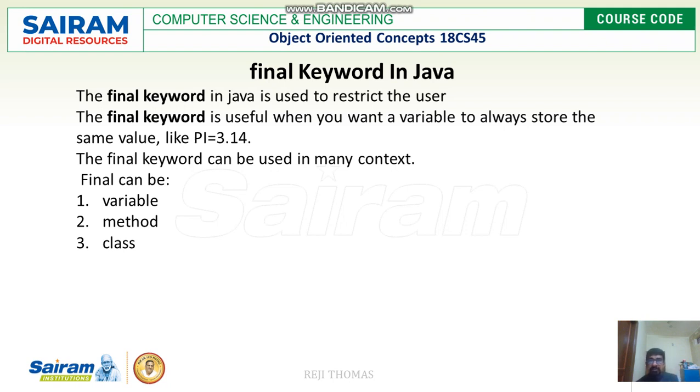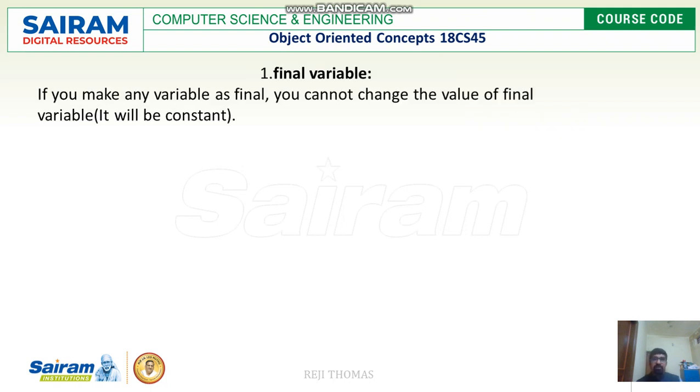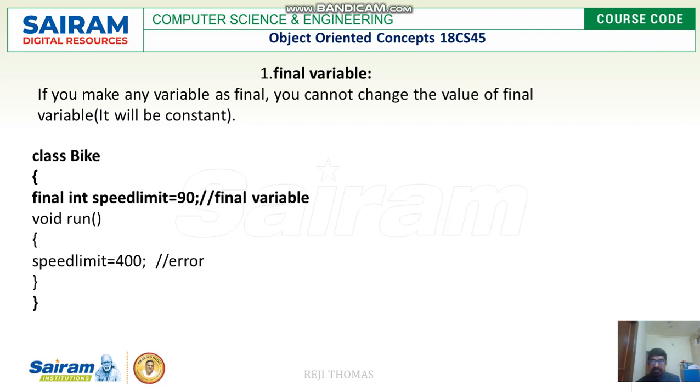We can use this final with a variable. We can use this final with a method. Even we can use it with a class. So let us see the first one, how we can use final with a variable. So you think that you have got a variable whose value cannot change, and nobody should change its value. So in that case, you can declare the variable as final. That means it is constant. Let us see an example.